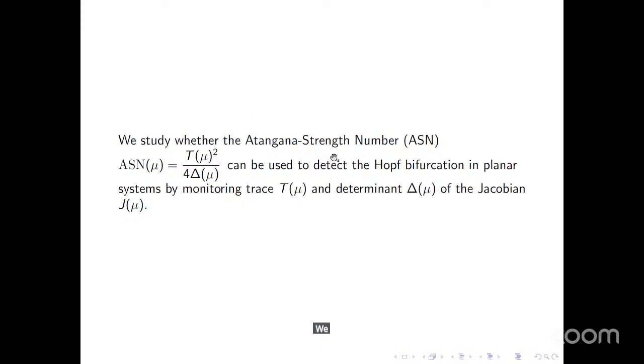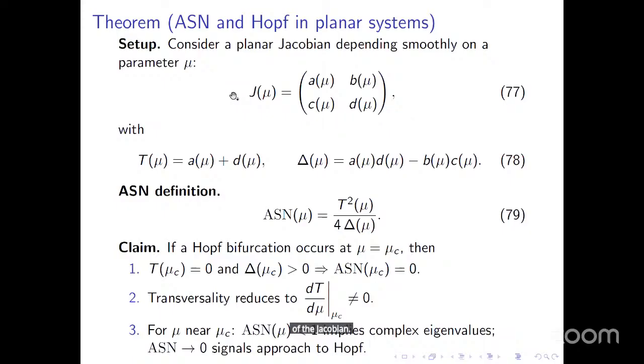We study whether the Atangana strength number can be used to detect the Hopf bifurcation in planar systems by monitoring the trace and the determinant of the Jacobian. All right, so we consider this planar Jacobian depending smoothly on the parameter mu. We have that Jacobian there with the following trace and determinant. In this case, the Atangana strength number will be given by equation number 79.